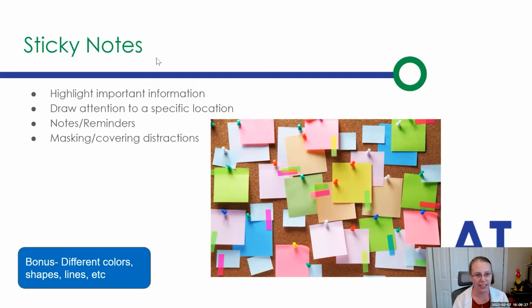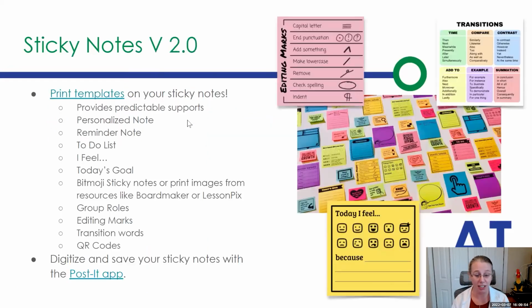So sticky notes are great because we can use them to highlight important information. They can draw attention to specific locations, either around the room or on a piece of paper. Obviously, notes and reminders are phenomenal. And then you can also mask, you can cover distractions, you can color code, you can do all sorts of really cool things. And then as a bonus, more and more, there are unique Post-it notes coming out there. So you can get different colors. I personally love the ones that have lines. And then if you have time, you can even go wild and crazy here.